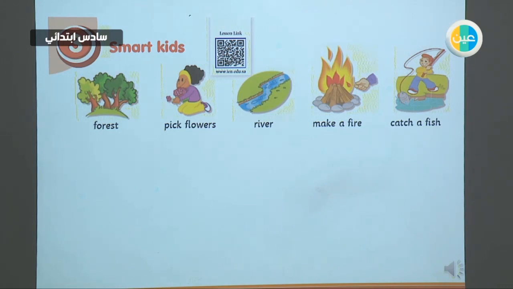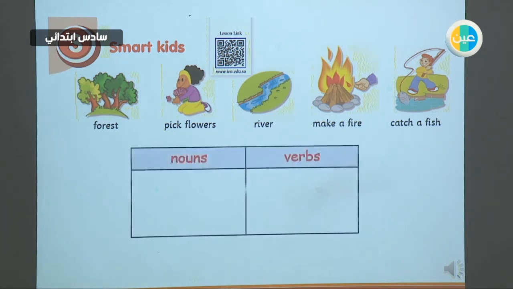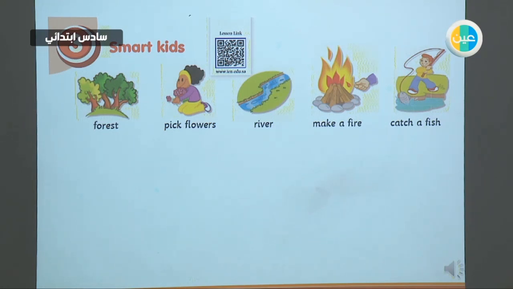Okay, forest. Pick flowers. River, make a fire, catch a fish. Forest, pick flowers, river, make a fire, and catch a fish. Okay.